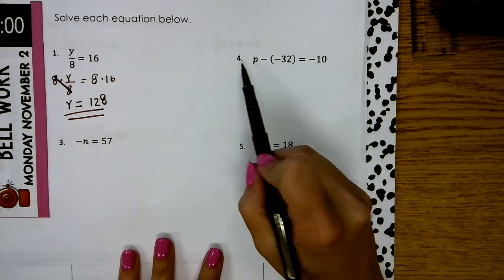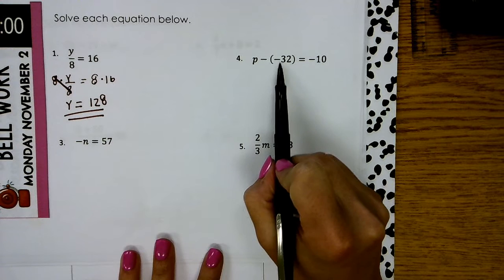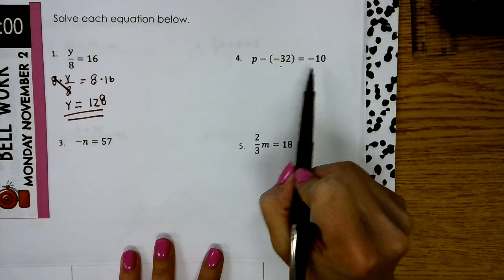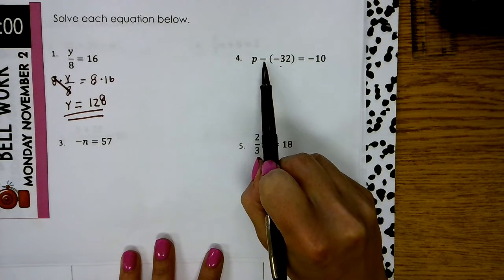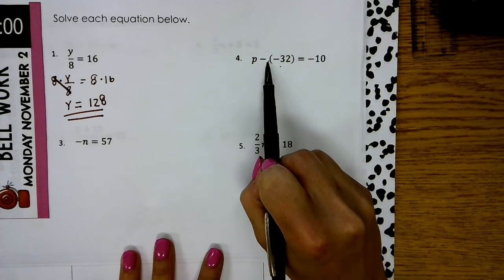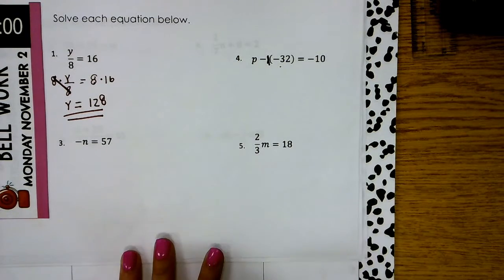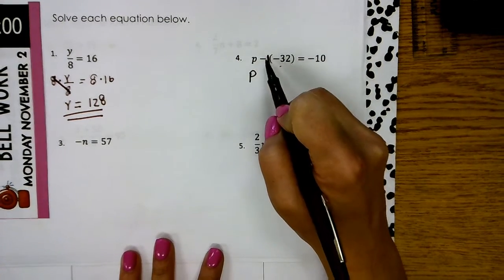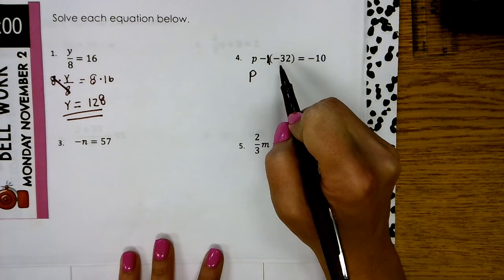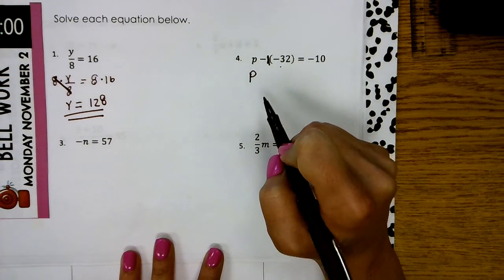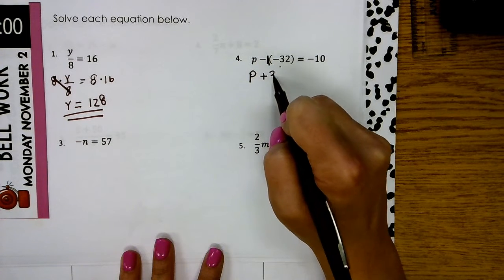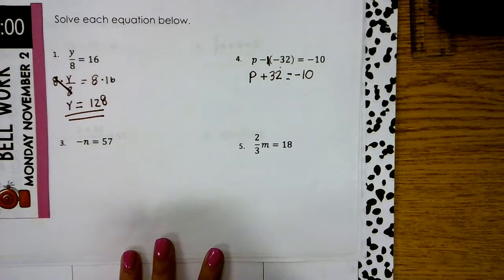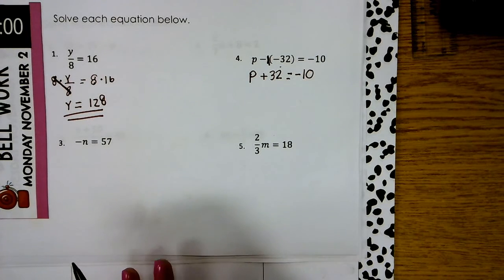All right, let's go over here to number 4. We have p minus the quantity negative 32 equals negative 10. The first thing we're going to do is take this negative and distribute it through the parentheses. Remember, that's like a negative 1 outside of your parentheses. So we have p, a negative times a negative is a positive. Negative 1 times negative 32 is going to turn into positive 32 equals negative 10. So p plus 32 equals negative 10.